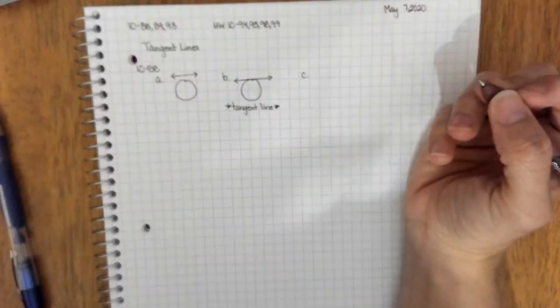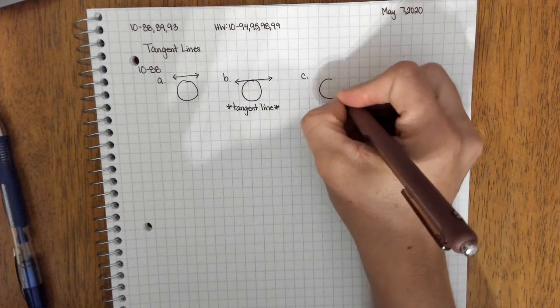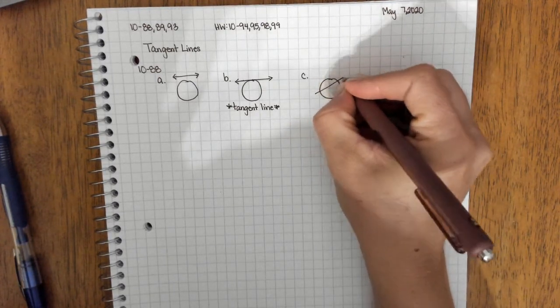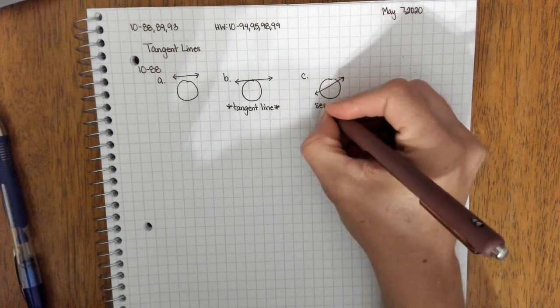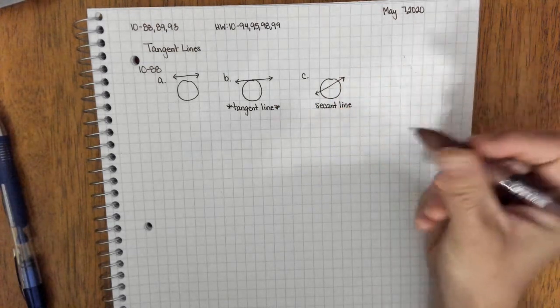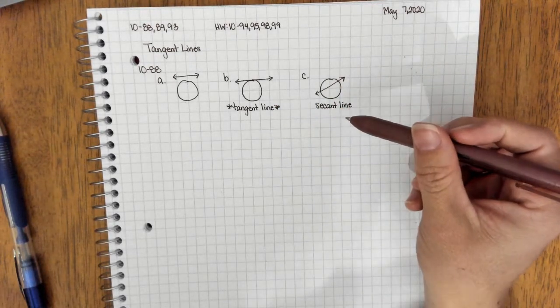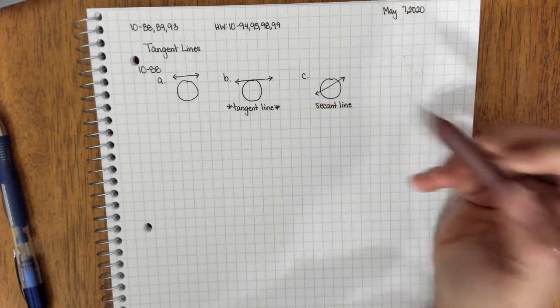Part C is a line that intersects a circle at 2 points. This is called a secant line. We're not really going to study secant lines. I think you know the word, you've seen it. So it's just a line that intersects a circle twice.